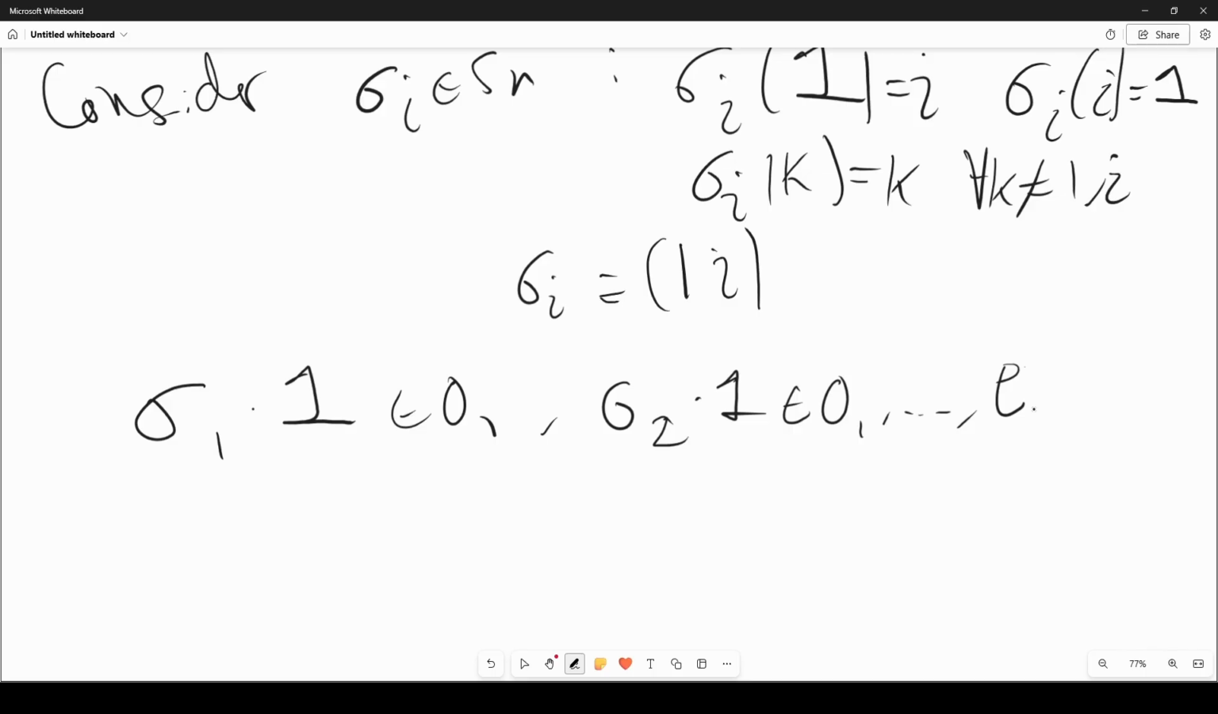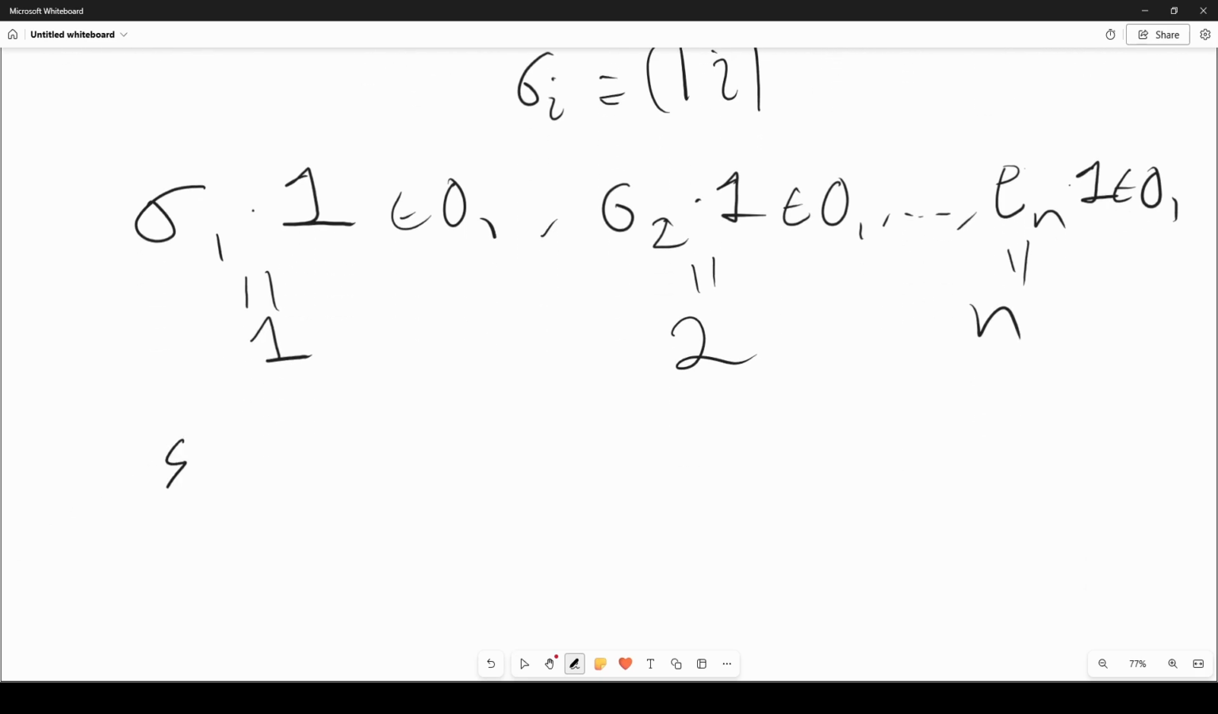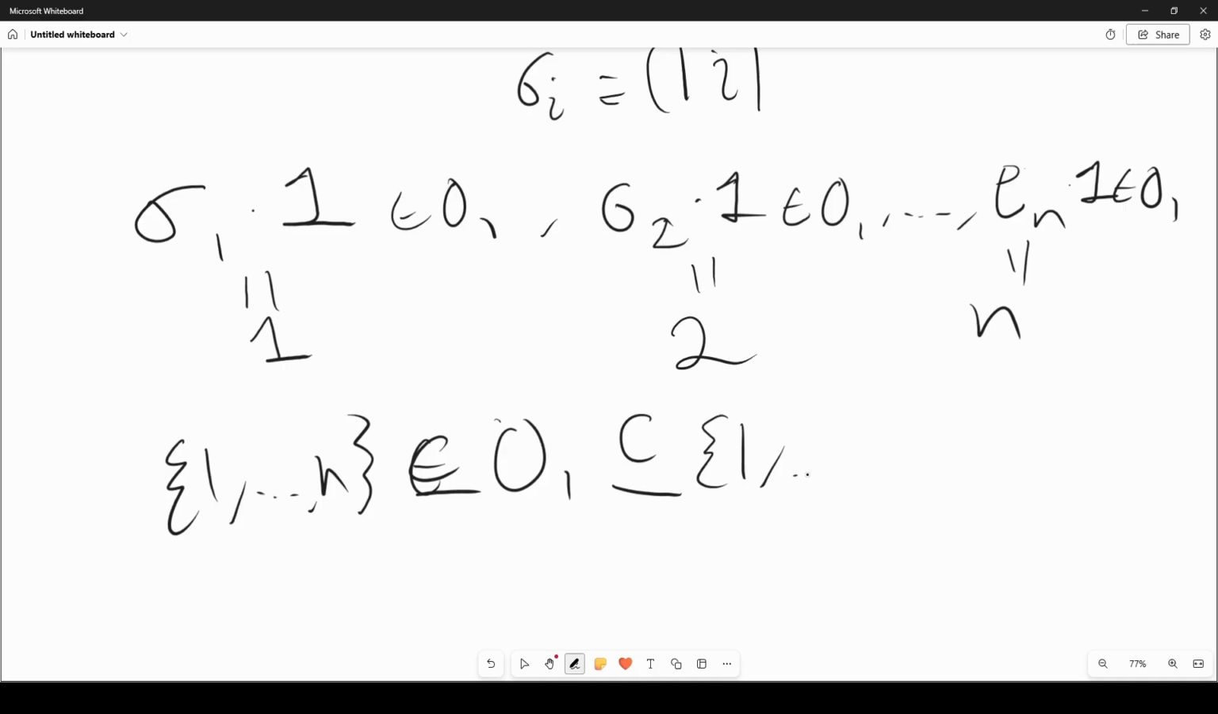So we get sigma n dotted with 1 is in O(1). But we see that sigma 1 dotted with 1 is 1, this is 2, and all the way to this being n. But this implies that 1 through n is, sorry, I should write, a subset of O(1). But we also know that O(1) as an orbit is a subset of the set X, which is just 1 to n. So this just means that it's got to be equal to 1 through n. So the orbit of 1 here is actually the entire set, which is interesting.